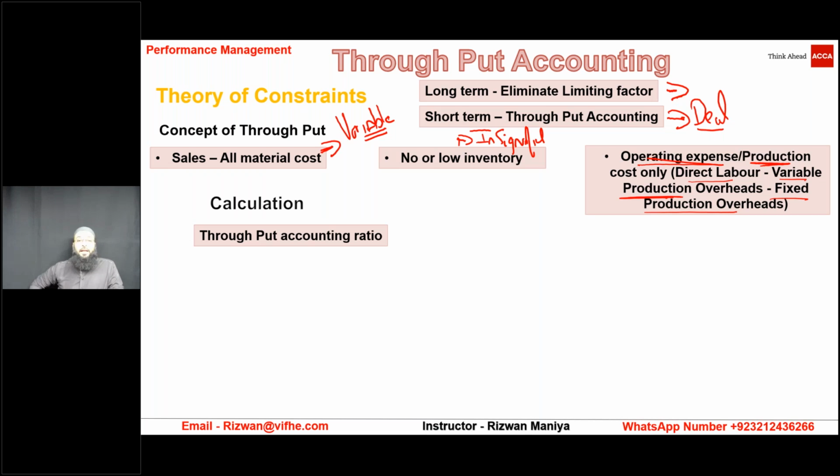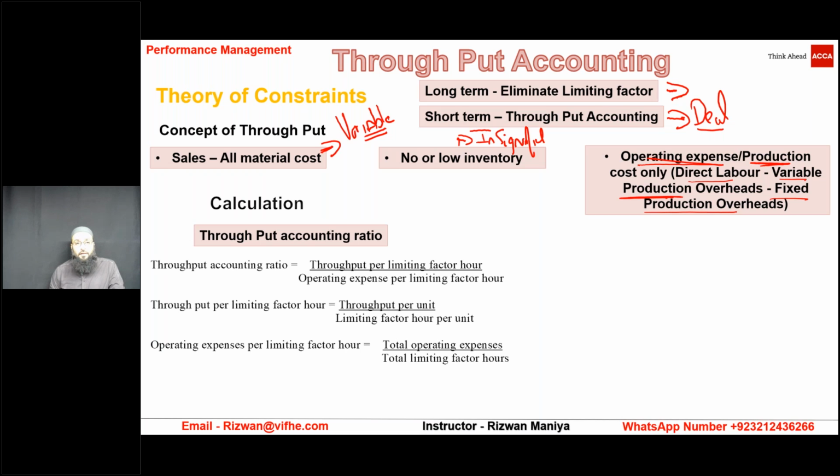Now, a major calculation that comes for throughput is the throughput accounting ratio, which you need to work out. This is the formula: throughput accounting ratio equals throughput per hour of limiting factor divided by operating expense per hour of limiting factor. So everything is dependent upon the limiting factor. It's obvious, because throughput is dealing with the limiting factor.